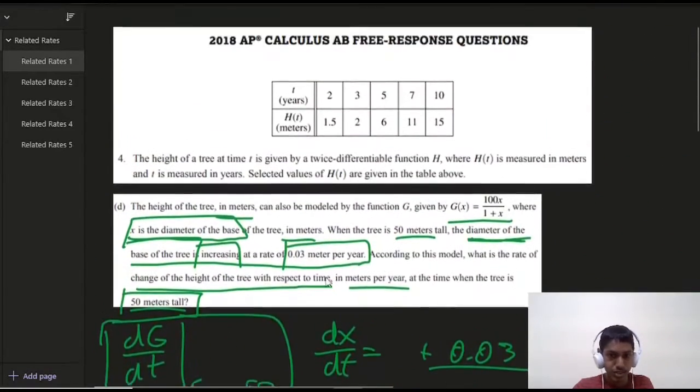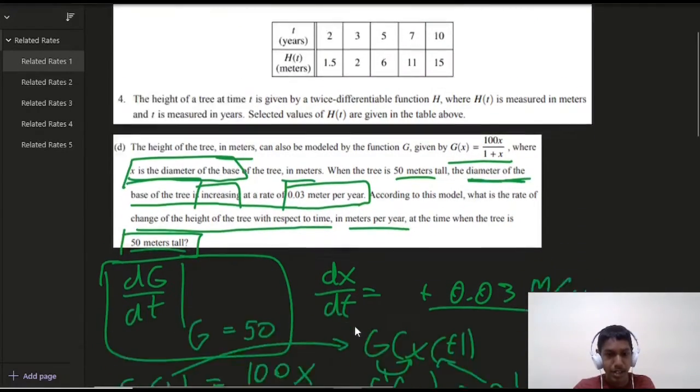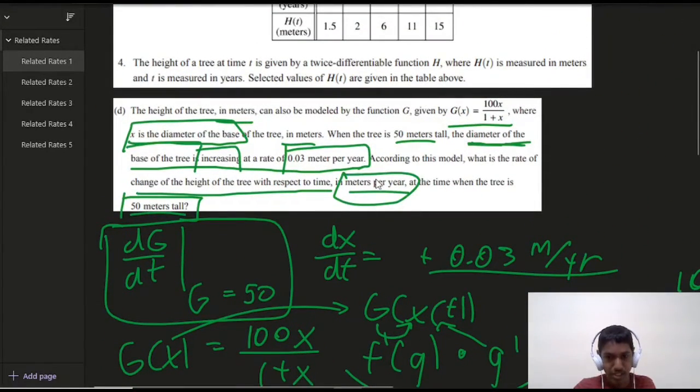Always include units. So the units in this case are going to be meters per year, because first of all, that's the units that they gave us.